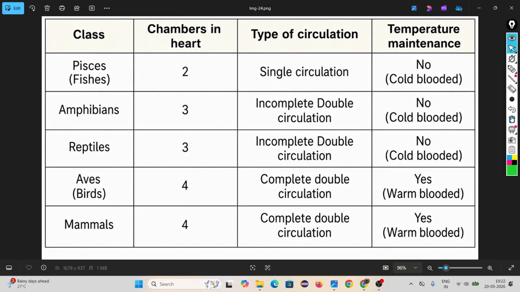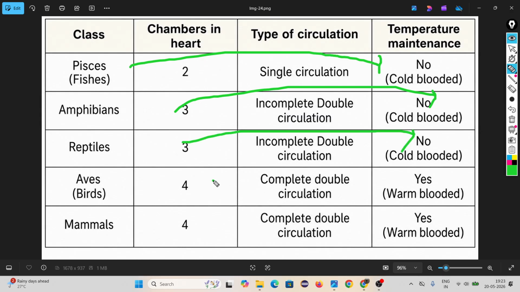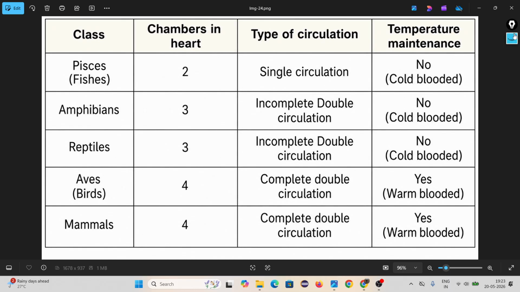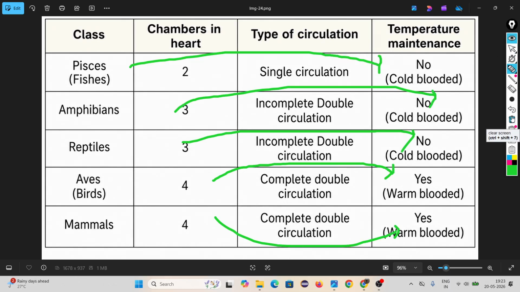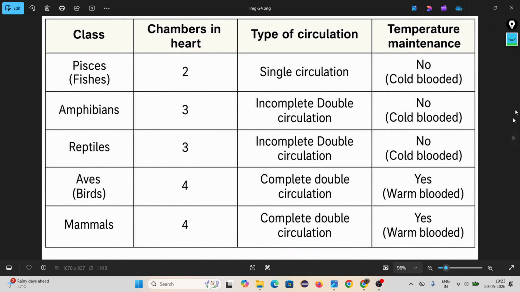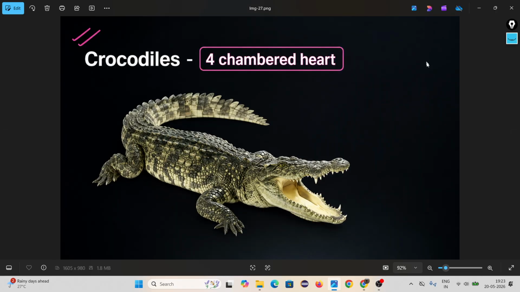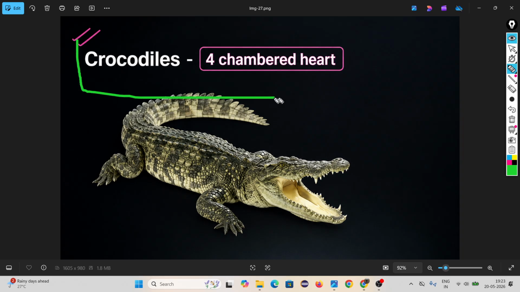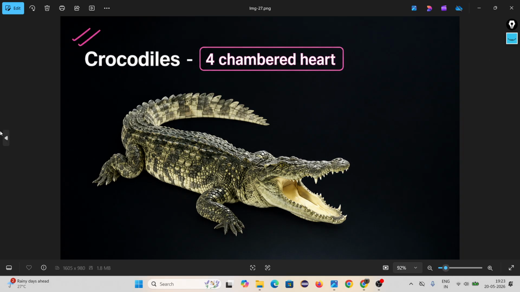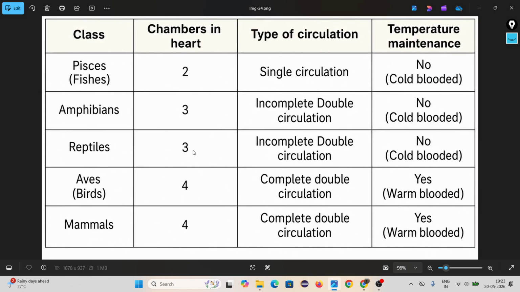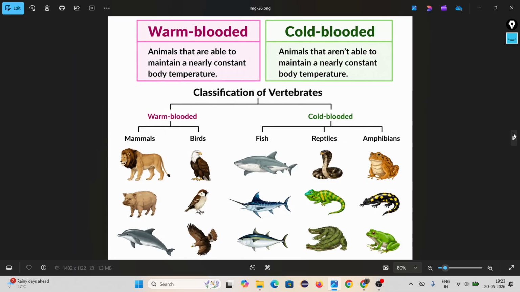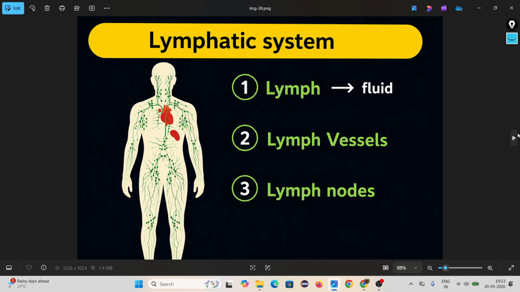Temperature maintenance: fishes, no. Amphibians, no. Reptiles, no. Only 2 are warm blooded: birds and mammals. Humans come under mammals. Remember, crocodile is the only reptile that has four chambers. Reptiles have three, but there is an exception. Crocodile has four chambers. With this, we completed our circulatory system.